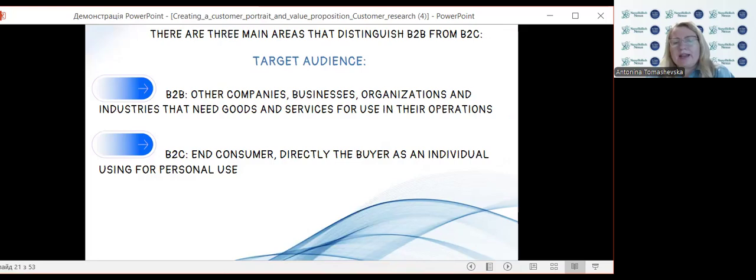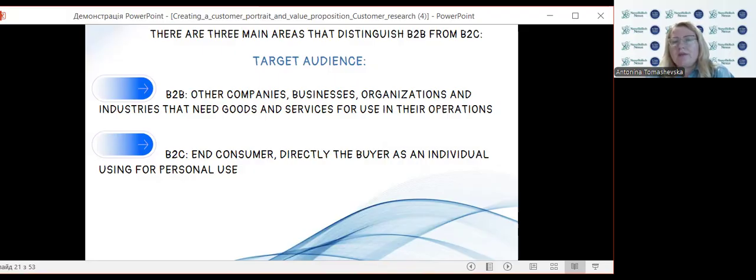There are three main areas that distinguish B2B from B2C. B2B: the companies, business, organization, and industry that need goods and services for use in their operations. B2C: the consumer directly, buying as an individual for personal use.